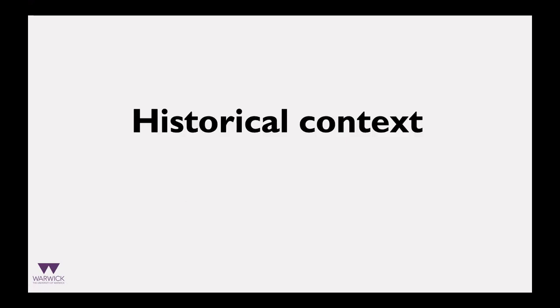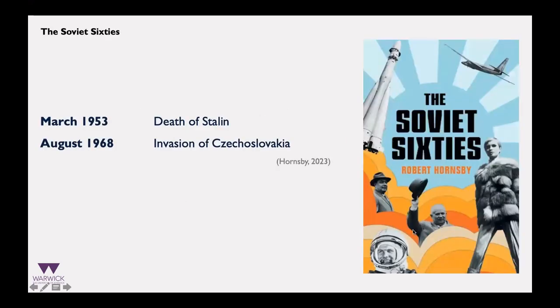So just to set the historical context, I'm going to use Robert Hornsby's definition of the 1960s from his book that was published a few years ago. So that is from March 1953, the death of Stalin, through to the invasion of Czechoslovakia in August 1968. So that's the whole Khrushchev period and into the Brezhnev period as well.